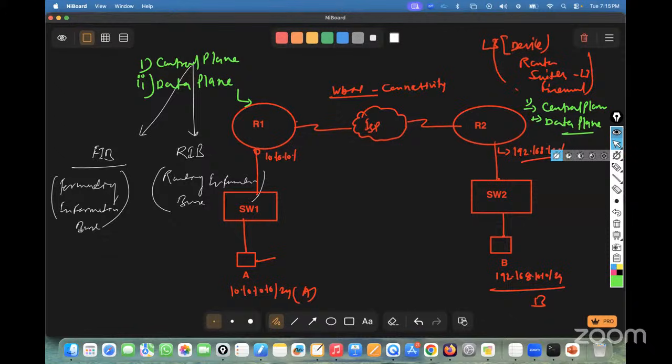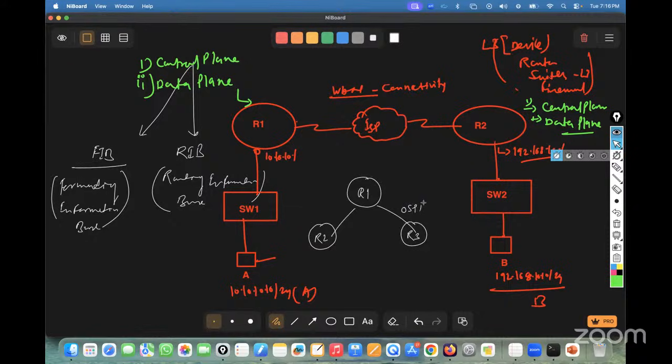But if you want to do the forwarding, like let's suppose you want to talk from one PC to another PC, they actually leverage the forwarding table, meaning the FIB table, to make the routing decisions. So let's take an example: router R1 is connected with R2, and this is connected with R3.